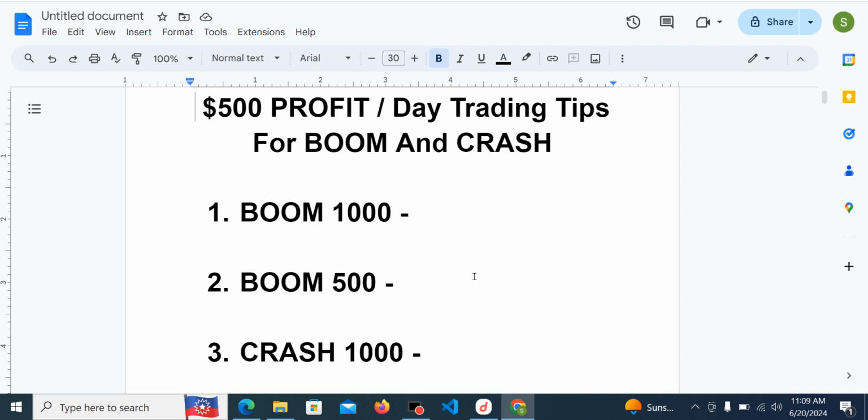As for the $500 profit per day, it all depends on your trading capital. The more your trading capital, the easier it is for you to achieve, but you can always grow from a small trading capital into something reasonable. Okay, so quickly let's go straight into what we are right here, starting with Boom 1000.